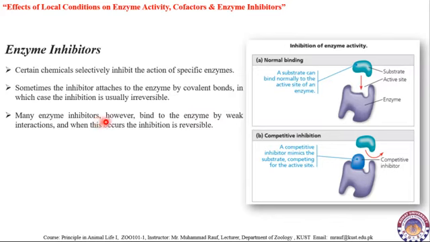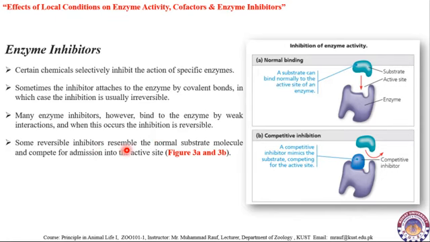Many enzyme inhibitors, however, bind to the enzyme by weak interactions, and when this occurs, the inhibition is reversible. So when the interaction between the inhibitor and the enzyme is through a covalent bond, then usually this type of interaction is a permanent one. However, when the interaction between the inhibitor and the enzyme is through weak interactions, then this type of interaction can be reversed and the enzyme can return back to its active form.